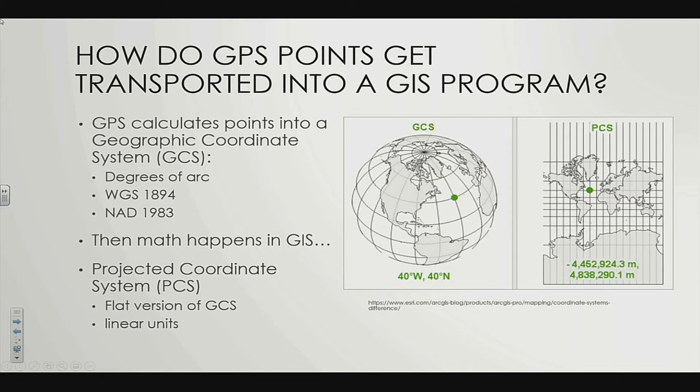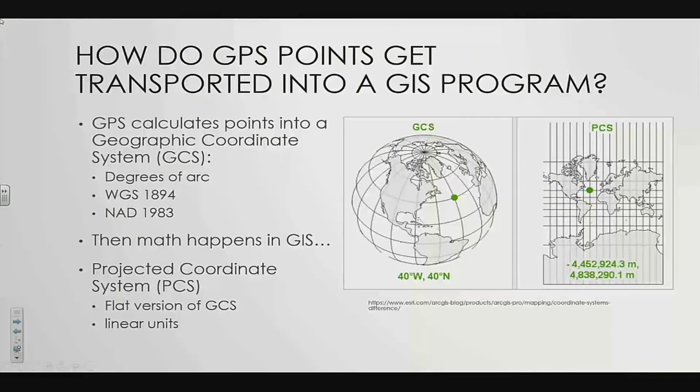Okay, so how do GPS points get transported into a GIS program? Great question. GPS calculates points in a geographic coordinate system, okay? This is going to be in degrees of arc. We already know longitude and latitude, right? Little degree markers. That's not temperature degrees, that's degrees of arc. Arc is a distance on a sphere or a circle, okay?